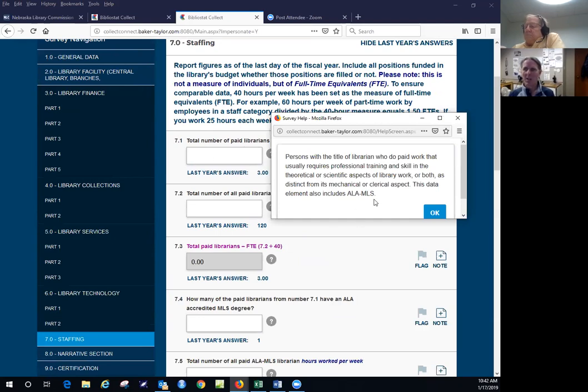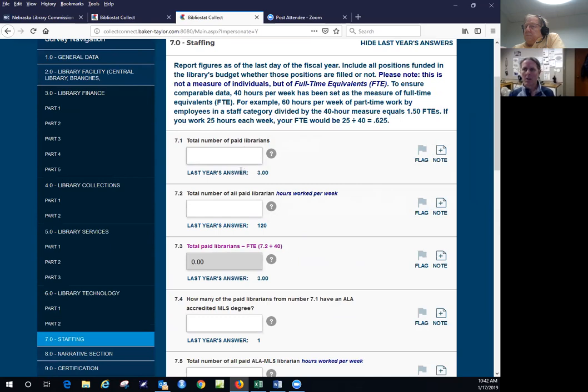The definition says persons who do paid work that usually requires professional training and skill in the theoretical or scientific aspects of library work, distinct from its mechanical or clerical aspect. So again, if someone is answering reference questions, doing that type of library work, I would count them as a librarian here, even though maybe that's not in their official title. So here, according to last year, you had 3 total paid librarians.